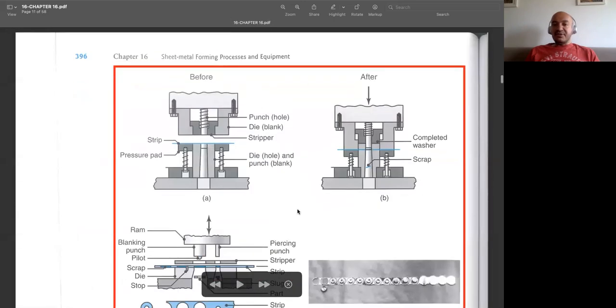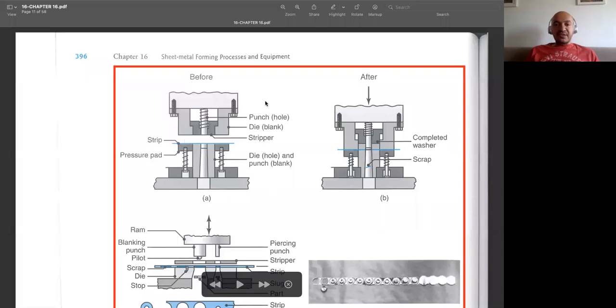It's quite complicated. It's an example of a compound die, as you see. For low production numbers, it's not preferred, but if it's a mass production process, then you may go with that. Otherwise, it's quite expensive and not suggested for low numbers of production.